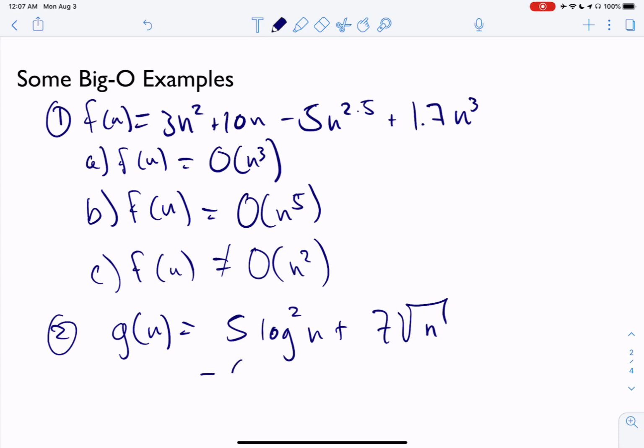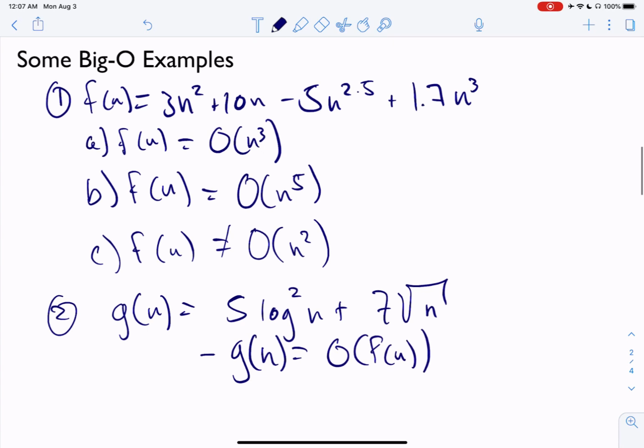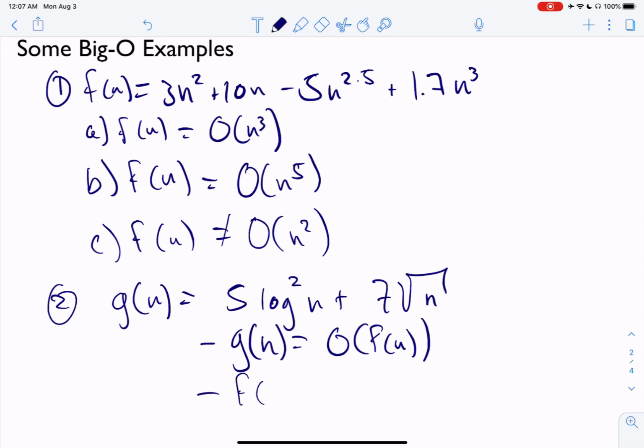Certainly it's the case that g of n equals O of f of n. That's the f of n we have above. But f of n does not equal O of g of n, right? Because the leading term for g of n is the square root of n.